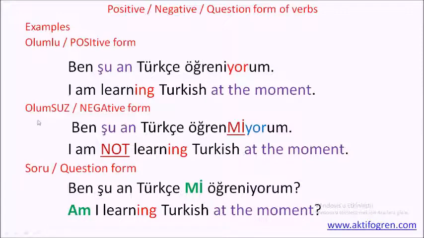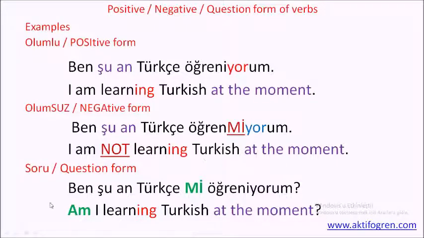Okay. Let's see the negative form. Olumsuz, negative. Ben şu an Türkçe öğrenmiyorum. The only thing in Turkish language to make a verb negative, all the time, you must put mi, mu, like this form of suffixes we use. Okay, I am not, which is the same function as not. I am not learning. Okay, guys, I'm not learning Turkish at the moment.